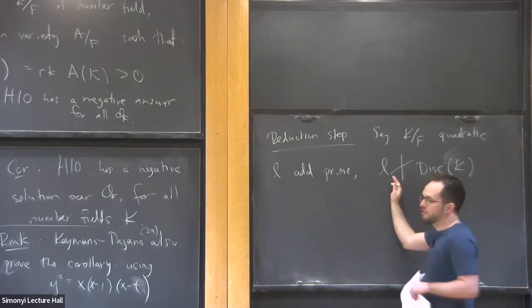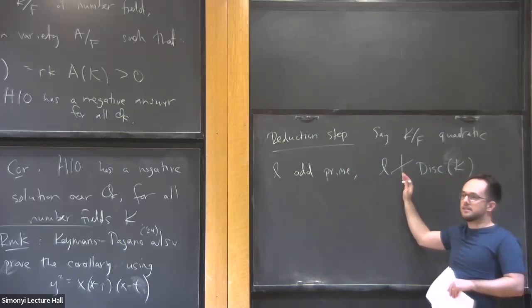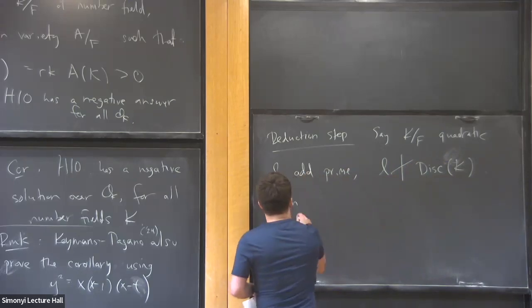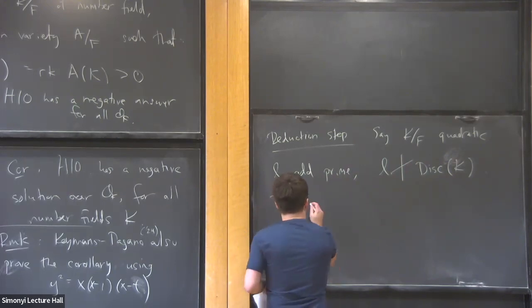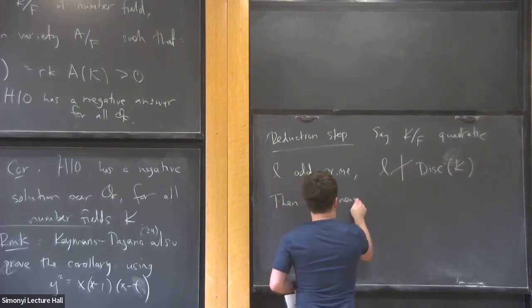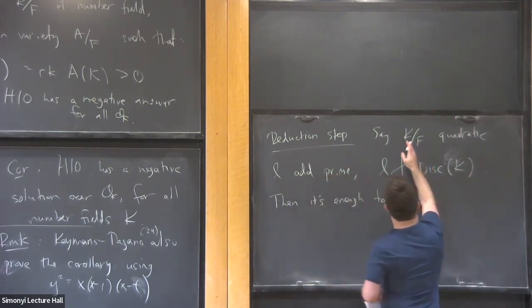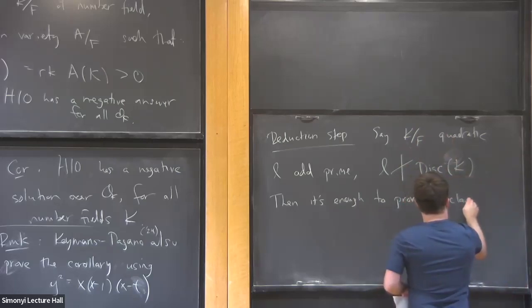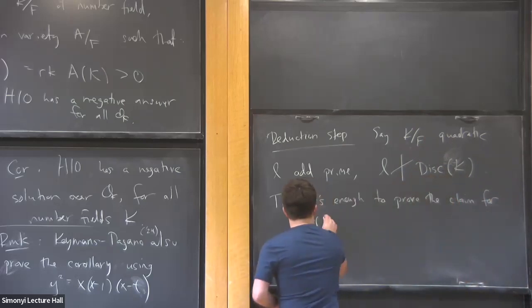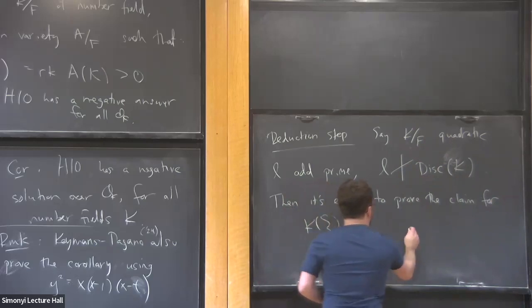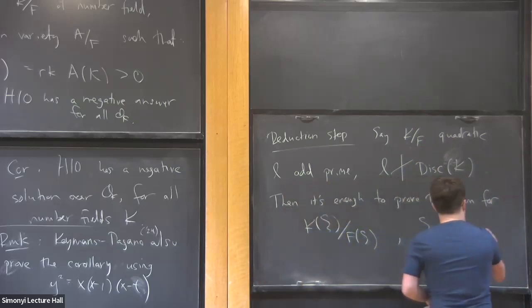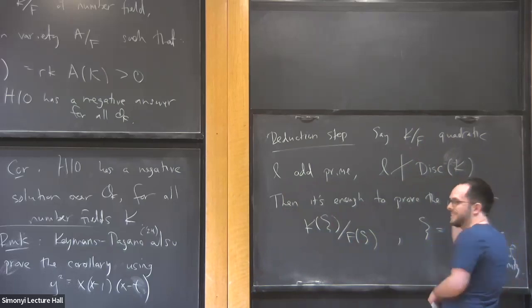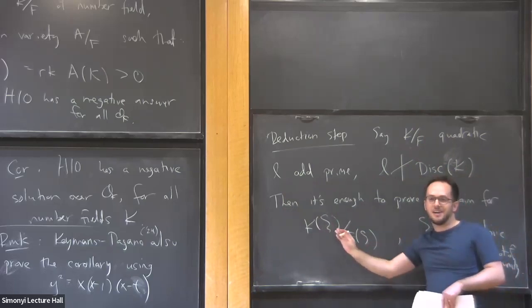Then in particular, the L cyclotomic field is definitely not in K, and it's linearly disjoint from K. And so it's enough in this case to prove the claim. We're trying to show that there exists an abelian variety over F, and so on. So it's enough to prove the claim for the quadratic extension K adjoin zeta over F adjoin zeta, where zeta is a primitive Lth root of unity. So really, the only thing I'm asking is that an Lth root of unity is not in K.